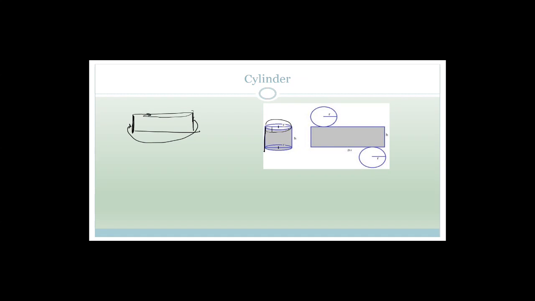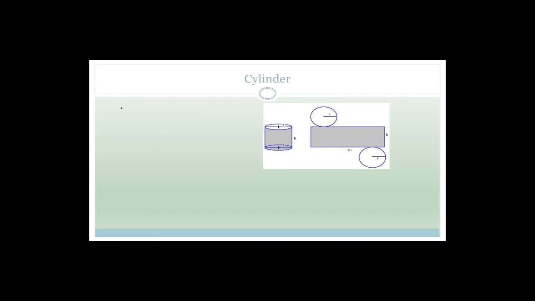So basically, the outer part of the cylinder is really a rectangle, right? Do you agree? With this length here being the equivalent of the circumference, which is 2 pi r, and this length here is obviously its height. Okay. So then it makes life a little bit easier because the top and bottom, if it's an enclosed cylinder, are just circles. So then life gets really, really easy.